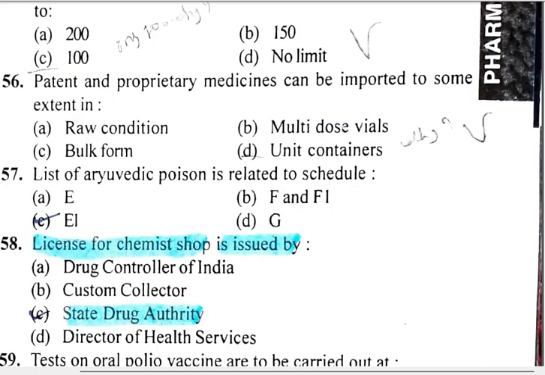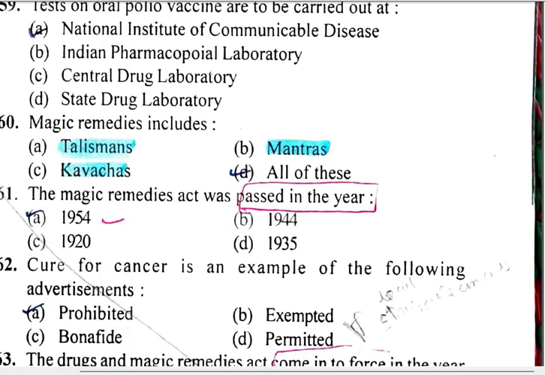100. Patent and proprietary medicines can be imported to some extent in unit containers. List of Ayurvedic poisons is related to Schedule E1. License for chemist shop is issued by State Drug Authority. Tests on oral polio vaccines are to be carried out at National Institute of Communicable Diseases.